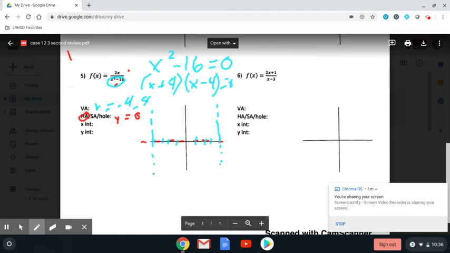Just be really careful. Sometimes they have 2, sometimes they only have 1. But especially when you see an x squared in your denominator, that's a really good chance that you're going to have 2, especially if it's minus another number.